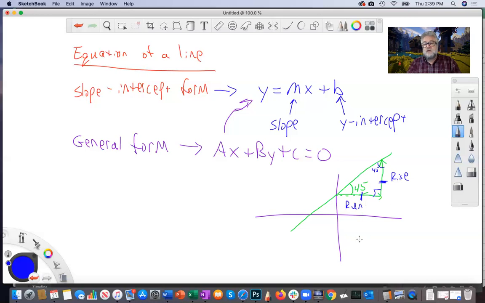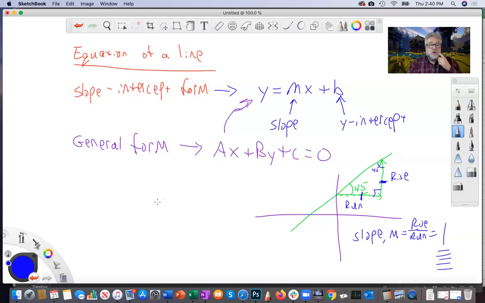So if I calculate the slope of a 45-degree line, so it's rise over run, if these numbers are the same, this is always going to give me a slope of 1. So a 45-degree line always has a slope of 1.